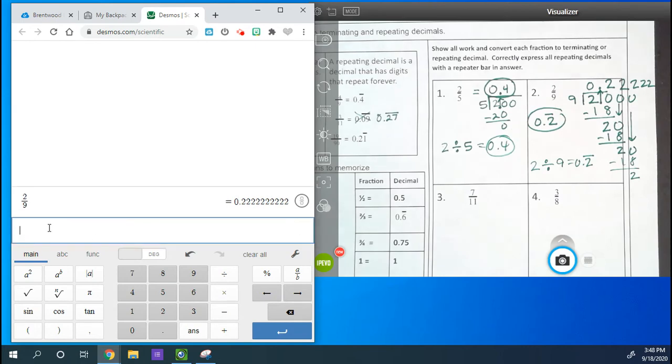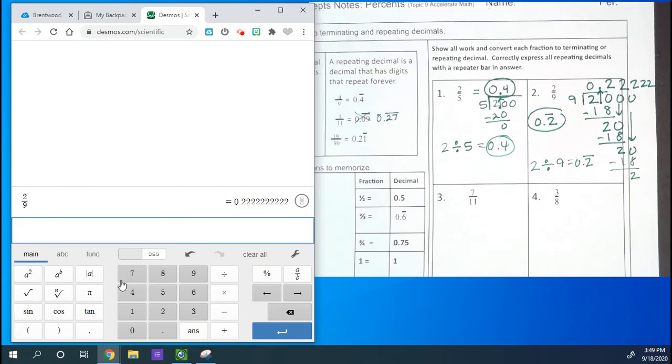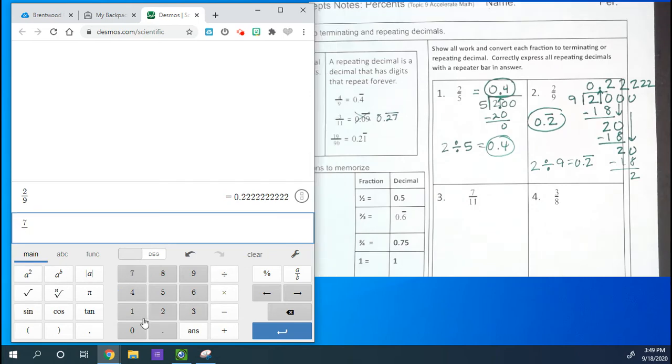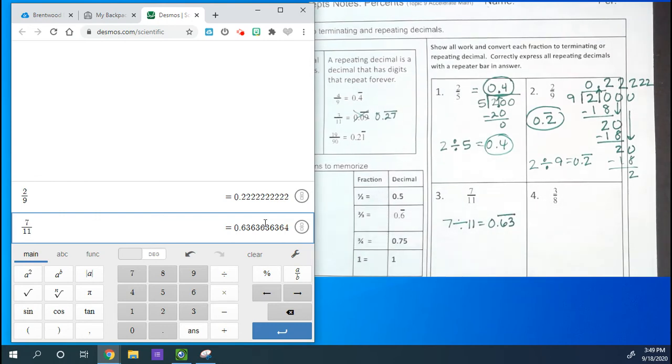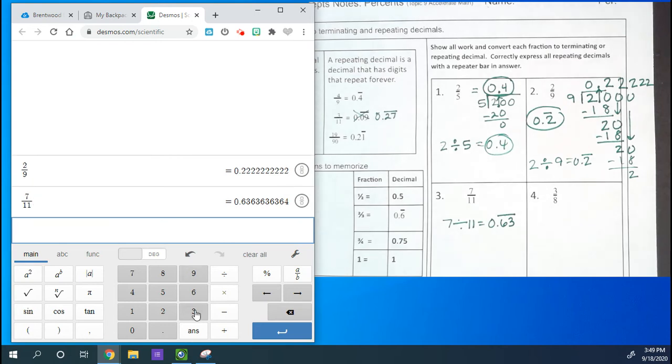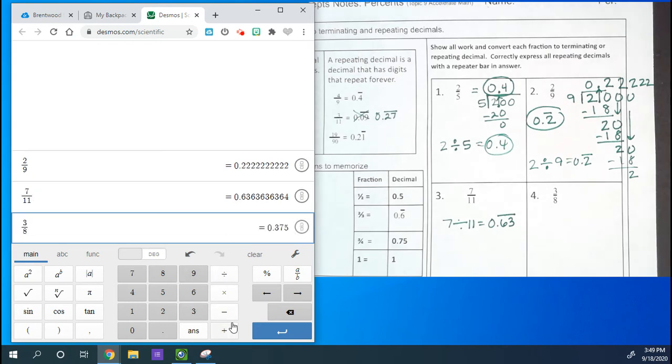Okay, let me just do the next two with a calculator. This is 7 divided by 11. Okay, so the part that's repeating is 63. I know it looks like it's a 64 down there, but that's the calculator rounding for me. I see a 63, a 63, a 63. So the answer for this one, 7 divided by 11, is 0.63, the repeater bar over both the 6 and the 3. Next one is going to be 3 divided by 8.